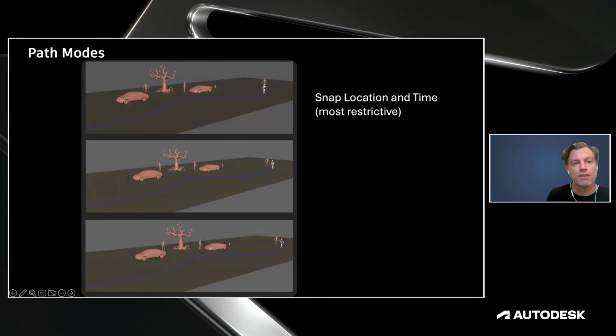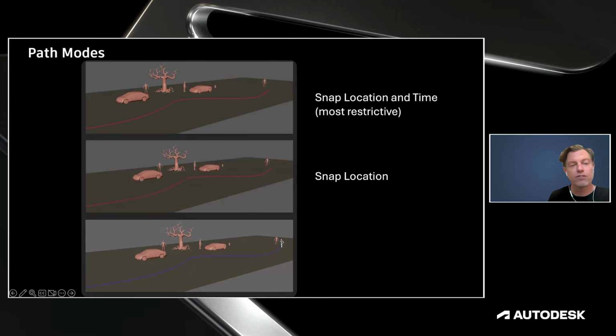So now let's look at path modes. We have three different path modes to choose from. The first one I'm going to cover is the most restrictive. If you need a character to be on a particular path and be on time, the time that you've set, then you can set that, and it will adhere to it. Now the motion won't be quite as natural; it'll be a little forced in some areas, so you might compromise that in terms of getting the location and time accurately.